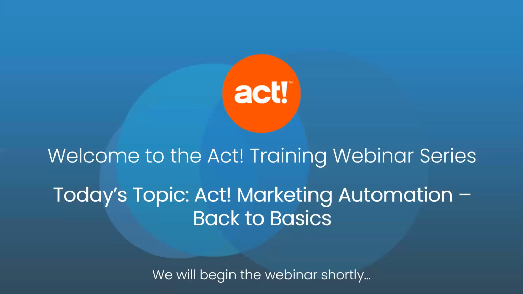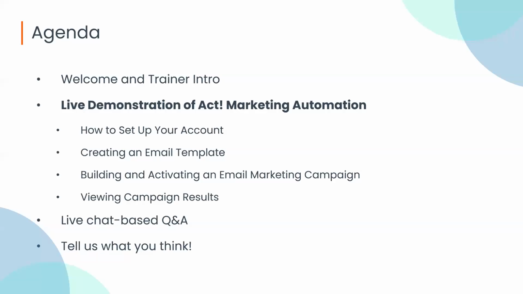For today's agenda, we will be going over the welcome to the trainer and a little bit of an intro. We're going to do a live demonstration of marketing automation here. We're going to show you how to set up your account, create an email template, build and activate an email campaign, and view your campaign results. During the webinar, we will have live chat-based Q&A, and at the end, we will have a survey, and you can tell us what you think. So let's go ahead and get started.